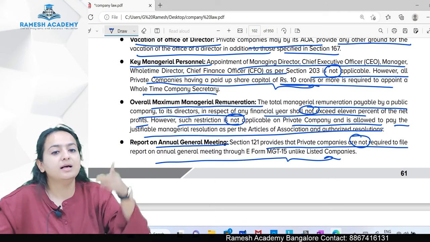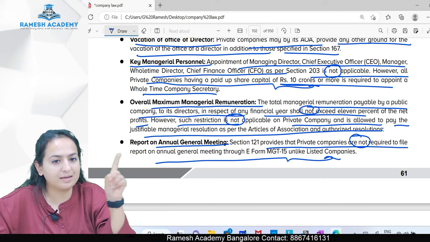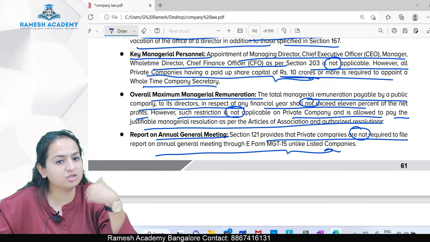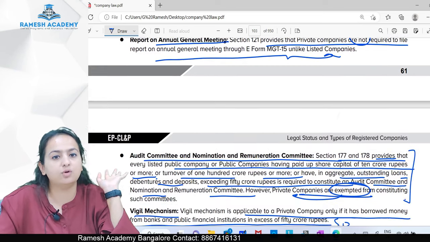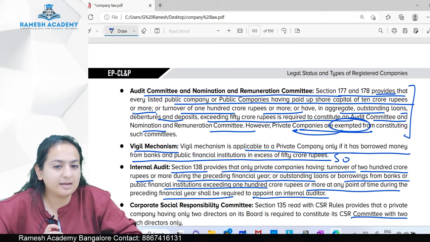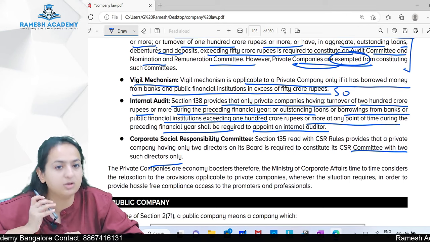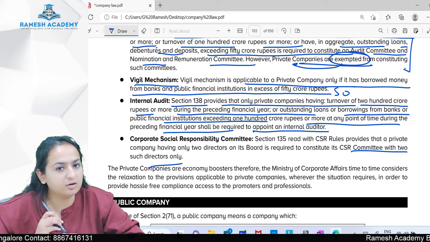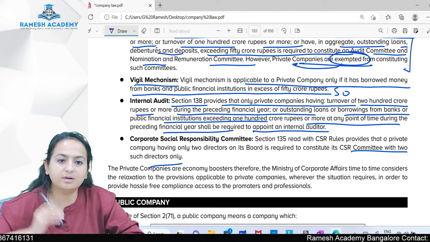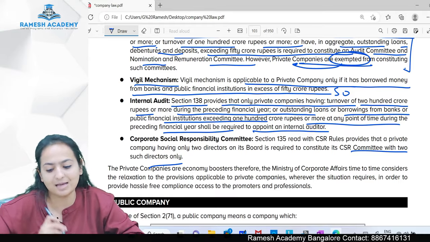KMP appointment, section 203, it is not applicable to a private company. Overall maximum managerial remuneration, which shall not exceed 11% of the profit, such restriction is not applicable to a private company. Report on annual general meeting is not required. Audit committee and NRC committee is exempted. Vigil mechanism, only if your borrowing exceeds 50 crore, then only you form a vigil mechanism. Then internal auditor, there are certain limits. If your company is covered under these limits, then it is exempted. And next, then you can appoint an internal auditor, and then a CSR committee.